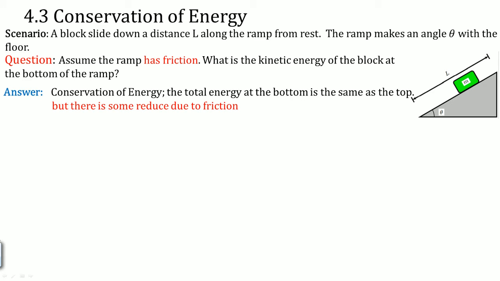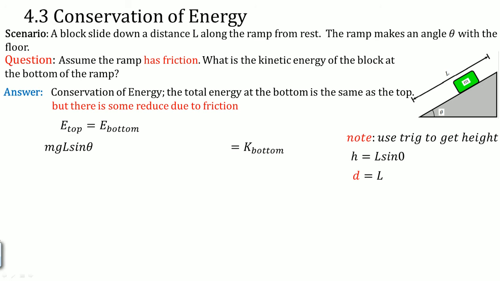But there is some reduction due to friction. So it should be E top equals E at the bottom. That's how it should normally look. The energy at the top was only defined by the gravitational potential, which was mgh. That h was L sine theta. That was equal to the kinetic energy at the bottom.